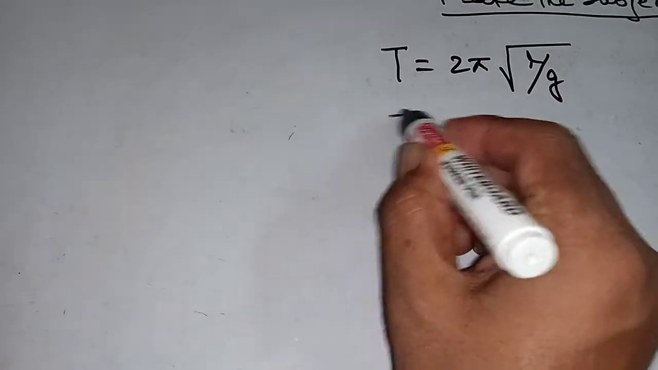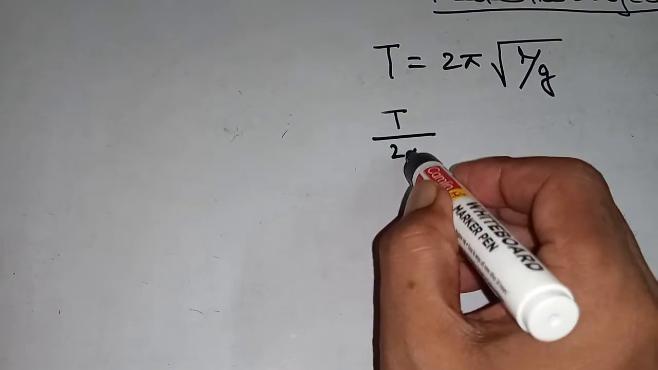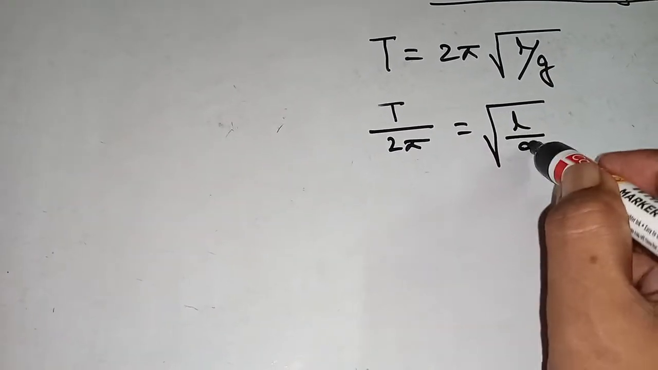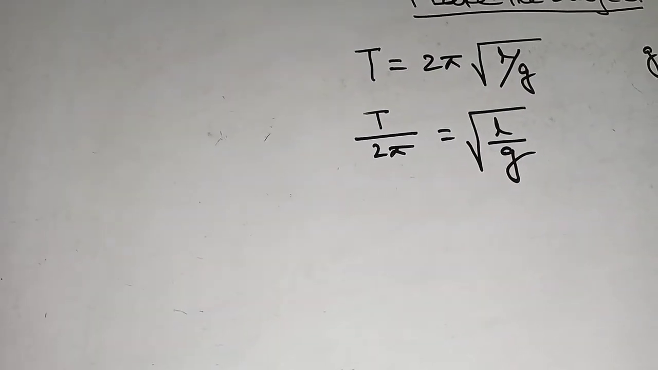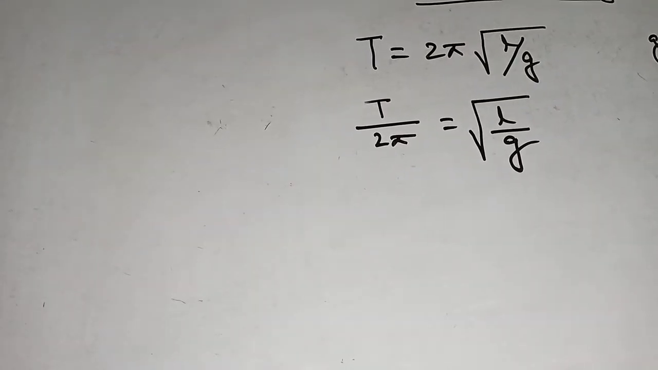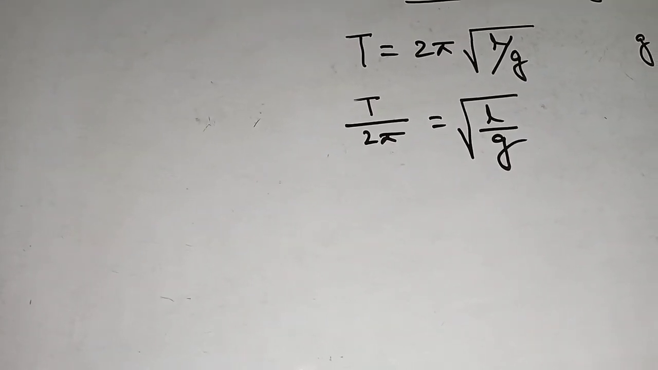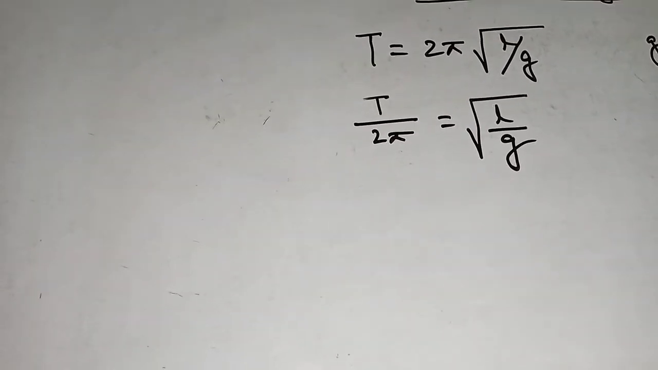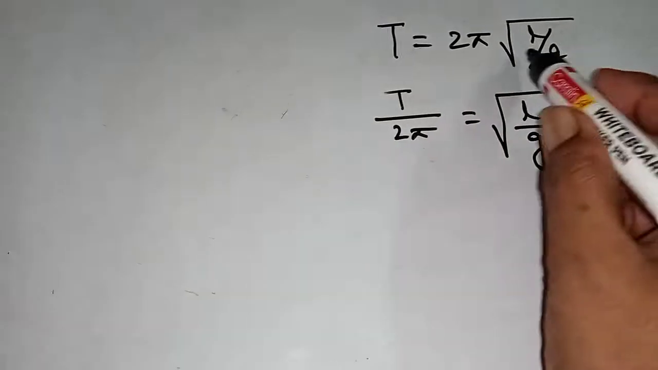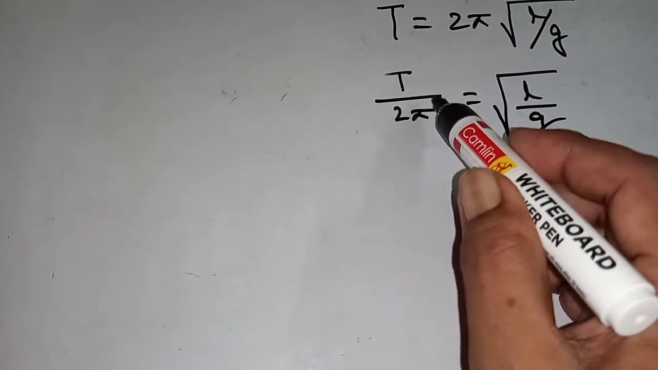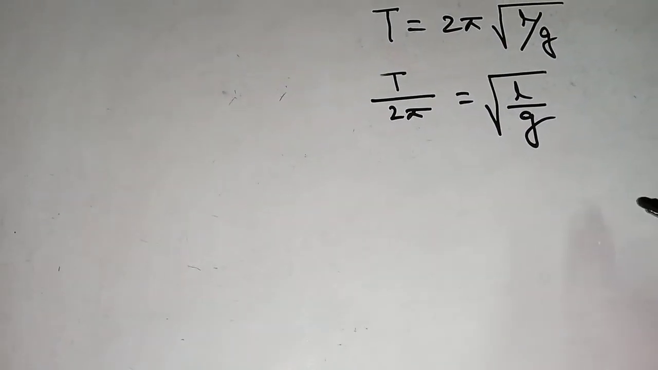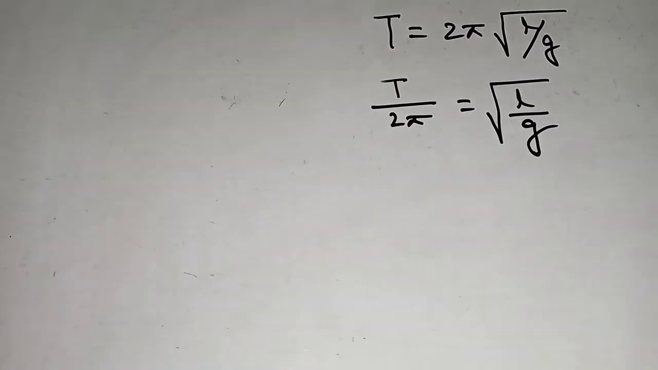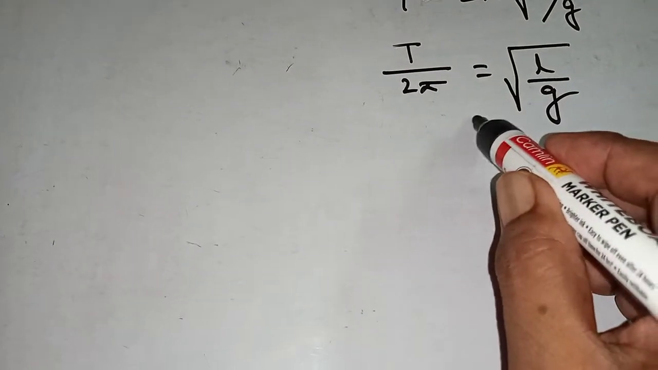Now T by 2 pi equal to root over L by G. You can write it as 2 pi into root over L by G, here is multiplication. Hence it comes down, 2 pi means T by 2 pi. Now here is a root given. At first remove the root. To remove the root, square both sides.